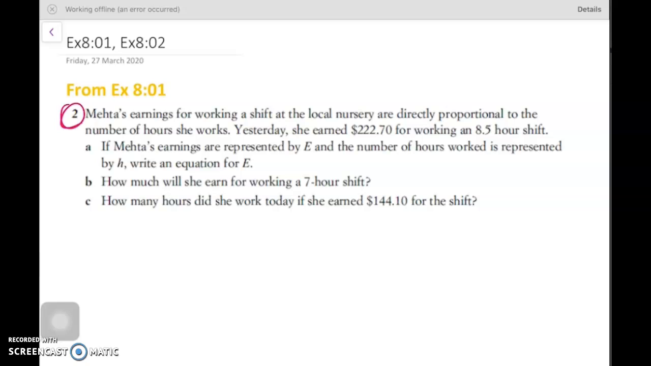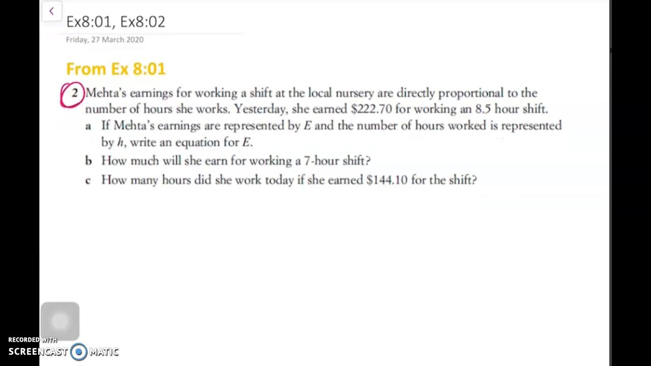I will be going through a few questions from the exercises to help you get started. We'll start off with question 2 in exercise 801. Meta's earnings for working a shift at their local nursery are directly proportional to the number of hours she works. Yesterday, she earned $222.70 for working an 8.5-hour shift.